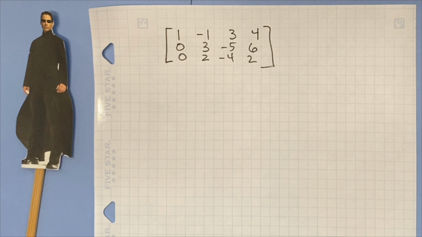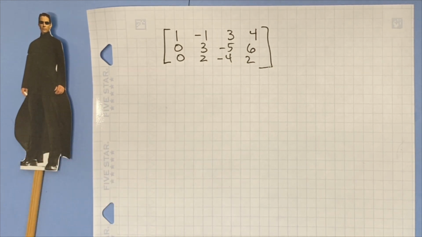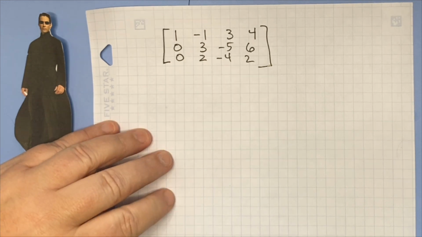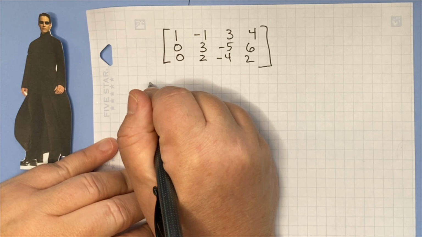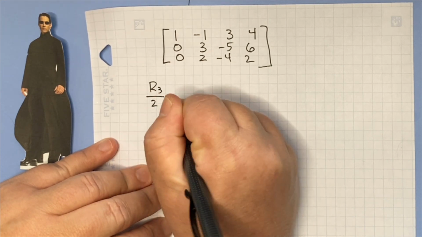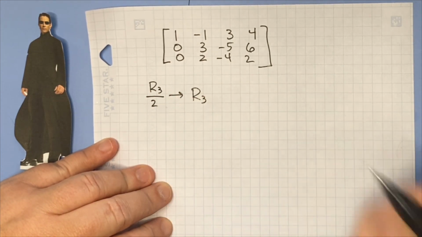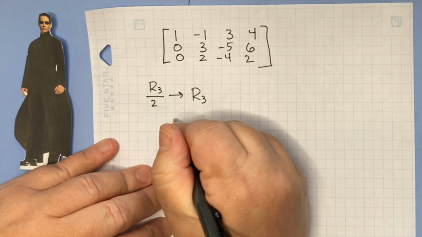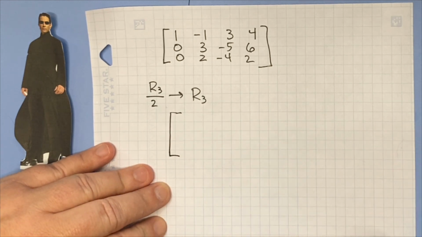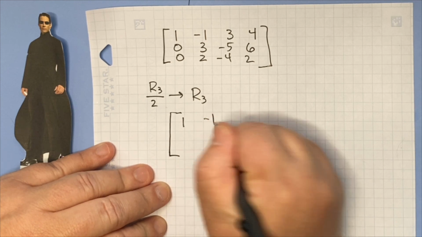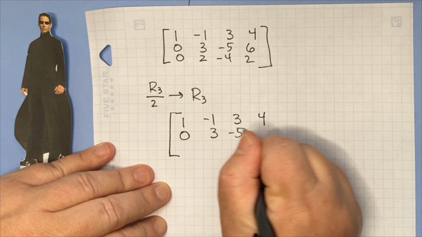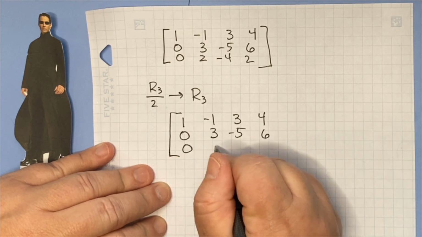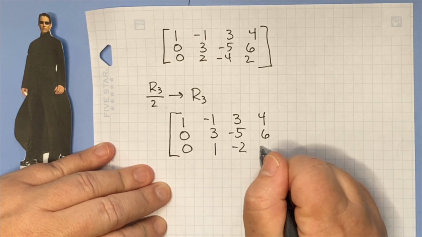So I'm going to show you kind of a cool trick using some of the other things we're allowed to do with matrices. So I'm first going to go ahead and I'm going to look at this row, and I'm going to take half of row 3 and put that back in row 3. What does that mean? I'm dividing by 2. So my new matrix is going to be 1, -1, 3, 4, 0, 3, -5, 6, 0, 1, -2, 1.